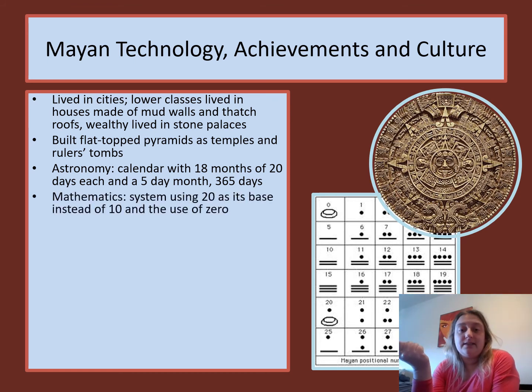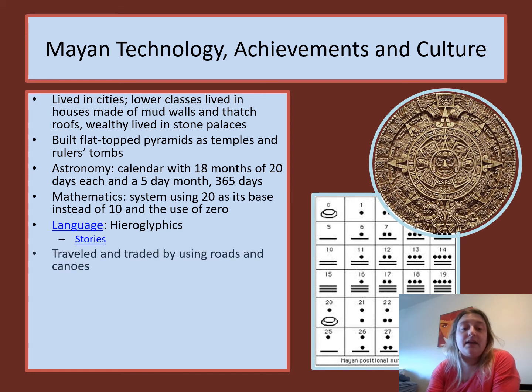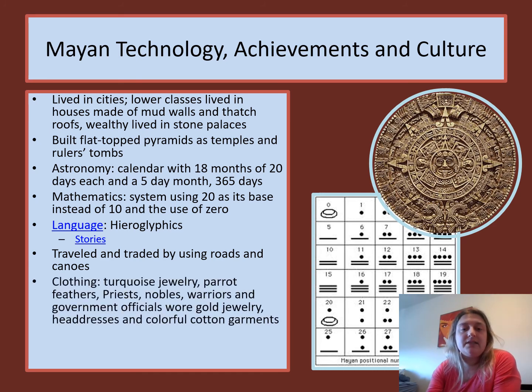They created the idea of zero. They had a system using 20s as its base instead of 10. Some language for hieroglyphics and stories. You can click on that and get that link. They traveled by using roads and canoes. And you can see here their clothing. Turquoise jewelry was popular. Priests and higher up people would wear gold jewelry, and then they would have that colorful cotton garment.